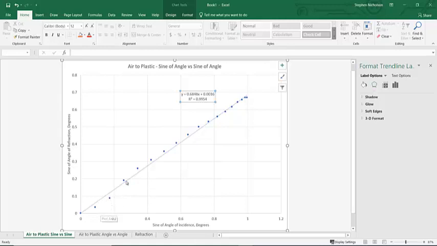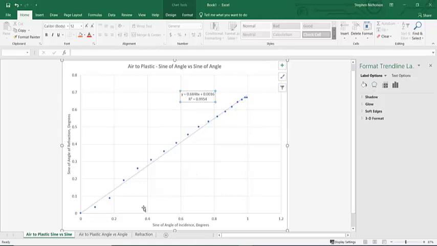And the slope is 0.6848. So if you take a calculator and you take the reciprocal of that, so 1 divided by 0.6848, we get 1.46. So that's our, because the index of refraction for air is approximately 1, we get that the index of refraction of the plastic is 1.46, which makes sense. Okay, so that's the first part.